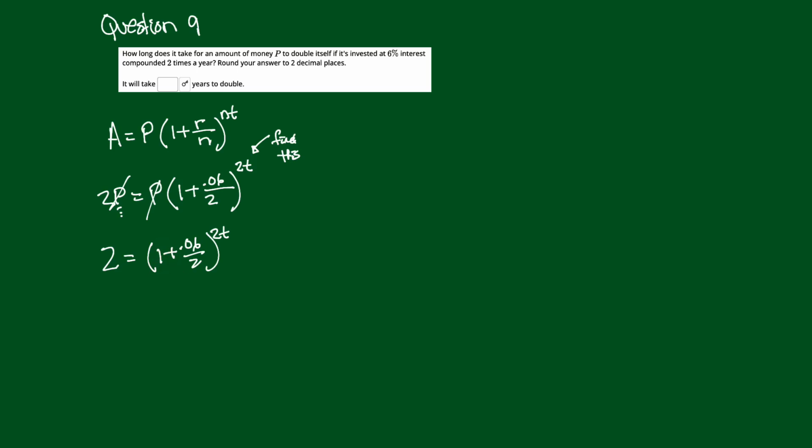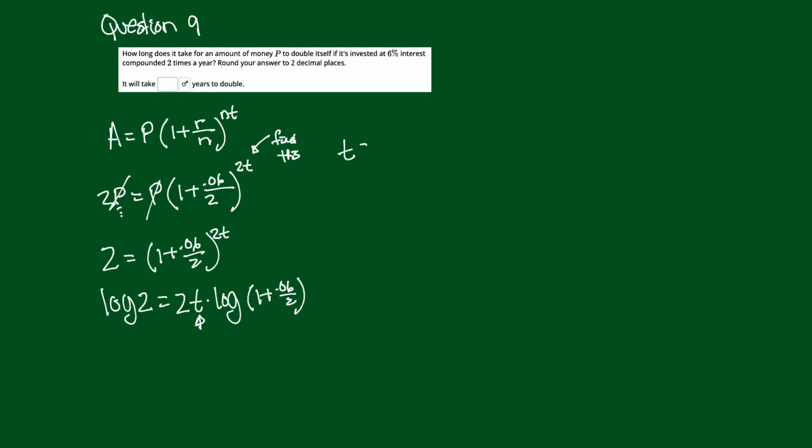All right, so let's take logs. I got an exponential, so I think I'll just take common log here. So how about log of 2? Log of 2 is equal to, now I'm taking logs, so I know what happens. Take the log of this side, I'm going to bring the exponent down in front, so I'll get 2t times the log of 1 plus 0.06 over 2. I can get t by just dividing by 2 times that log.